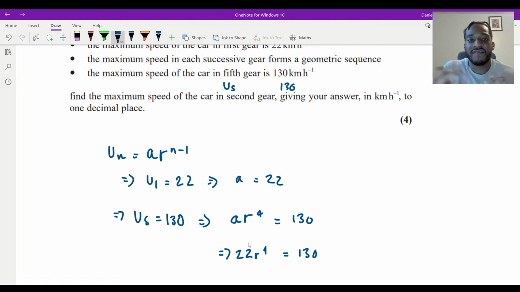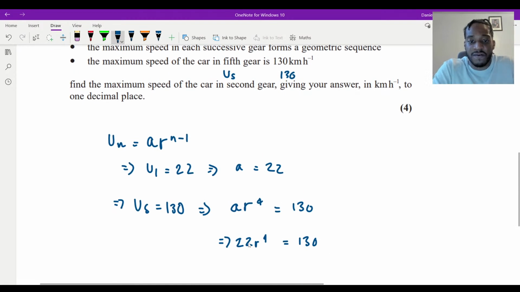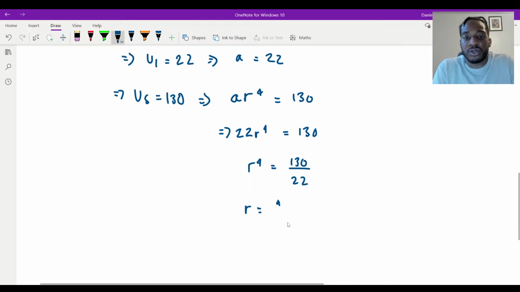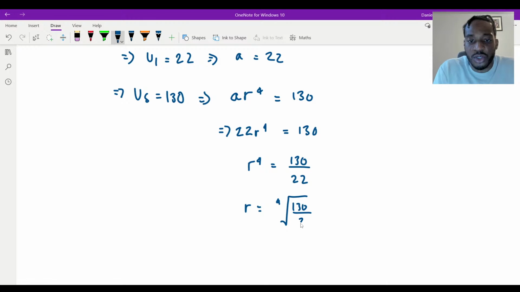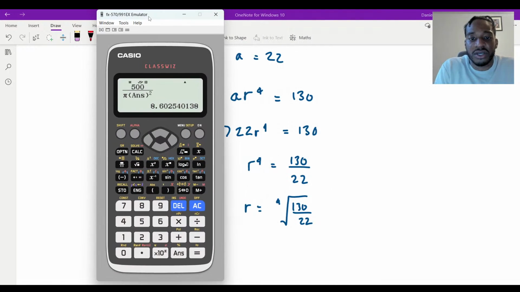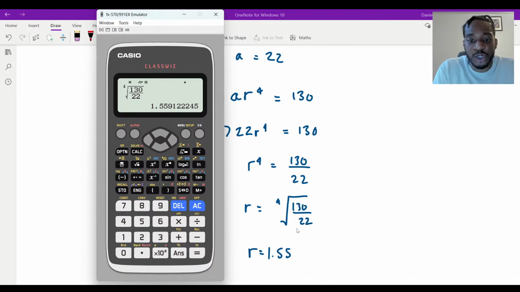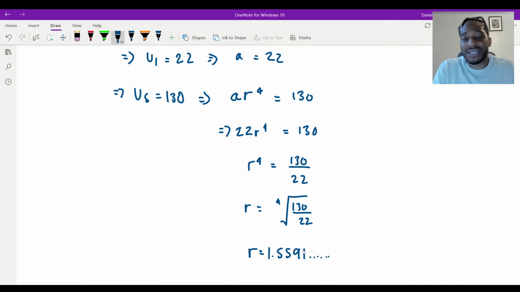And once we can do that, we can figure out what they're asking for, which is the 2nd gear, right? So doing this is easy. We're going to do r to the 4 is equal to 130 over 22. Then I need to take the 4th root of that number to get the common ratio. So the 4th root of 130 over 22. That gives me 1.559, blah, blah, blah. And this isn't my final answer, so I'm never going to round it. I'm just going to put 1.559 dot, dot, dot to show the examiner I'm not rounding.